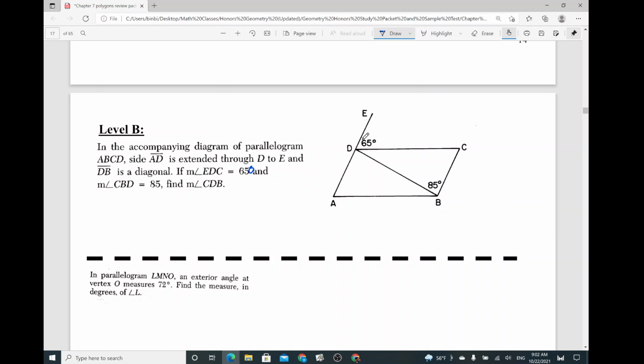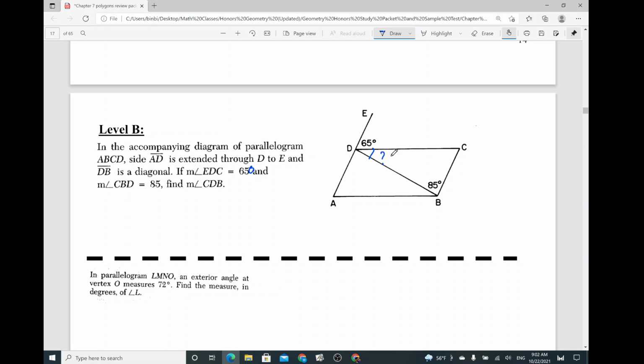So this angle here is 65 degrees, and the measure of angle CBD is 85 degrees, so they're all given. Find the measure of angle CDB. Angle CDB is this one right here.